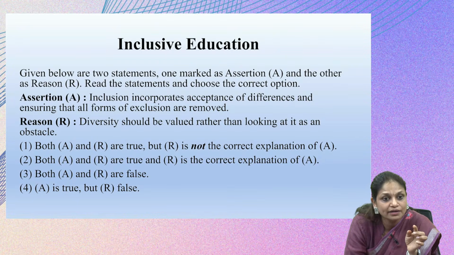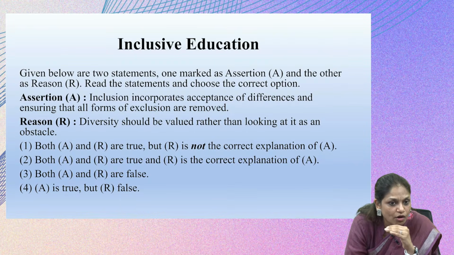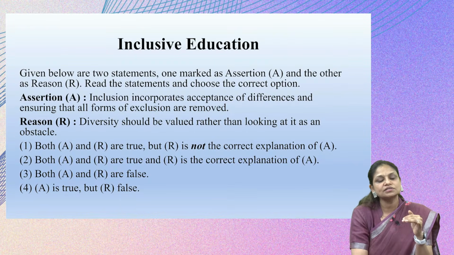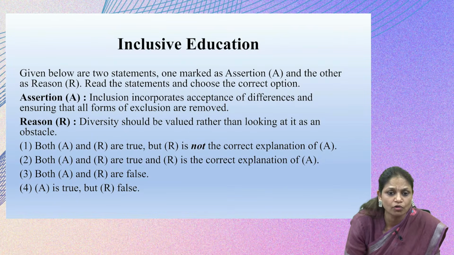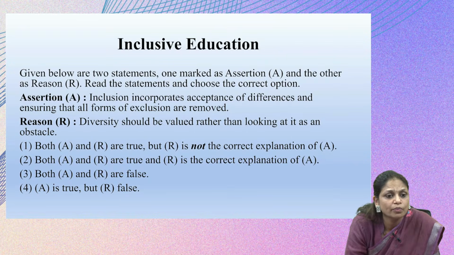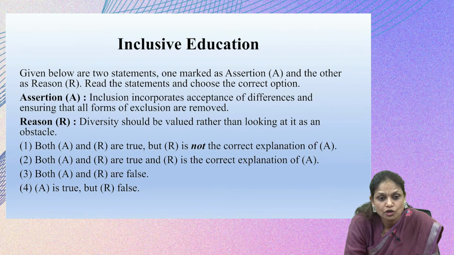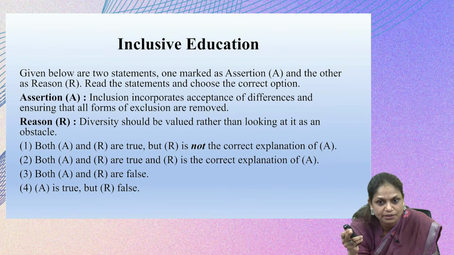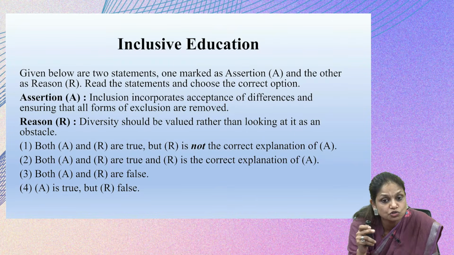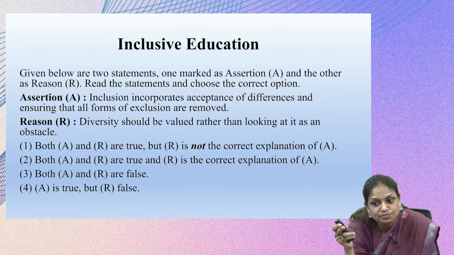This is correct, right? In these kinds of assertion and reason questions, there are four alternatives, and that is the set pattern for all of them. Let's look at the alternatives given for this question. The first: both A and R are correct, or true, but R is not the correct explanation of A. A says inclusion incorporates acceptance, and we said this is true. R we also say is true. But R is not the correct explanation of A.